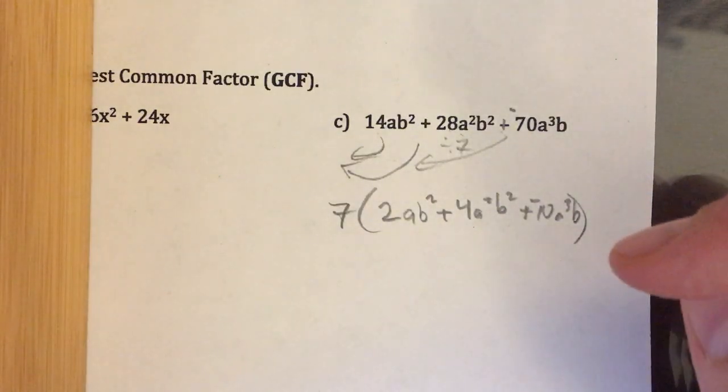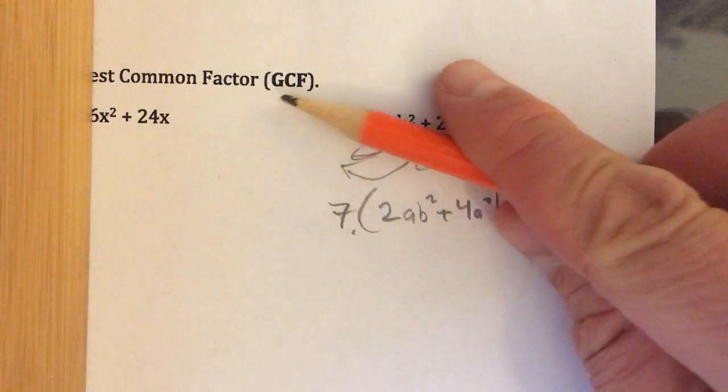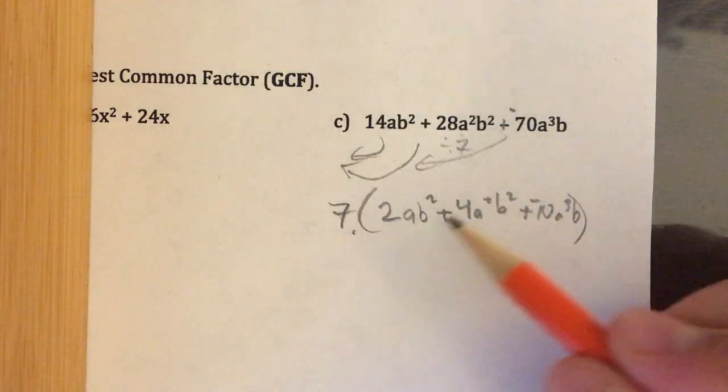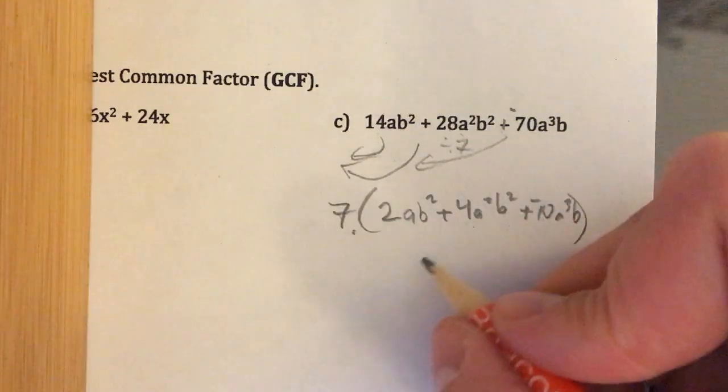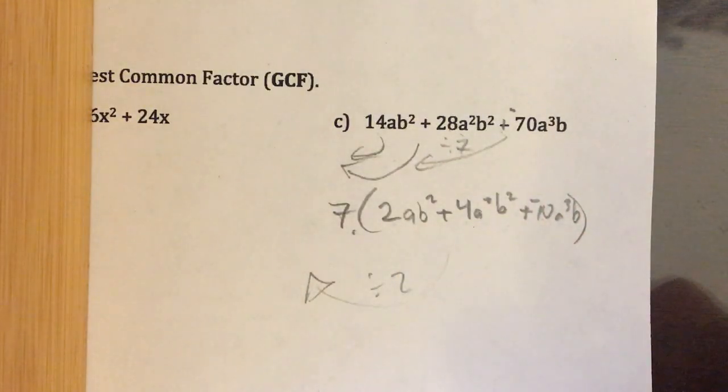All right, so you're like, okay, good, I'm done. But it didn't just want a factor, it wanted the greatest common factor. So you might notice a few things. Number one, 2, 4, and 10 can still divide out of 2. So I can again divide out from each of these the number 2.